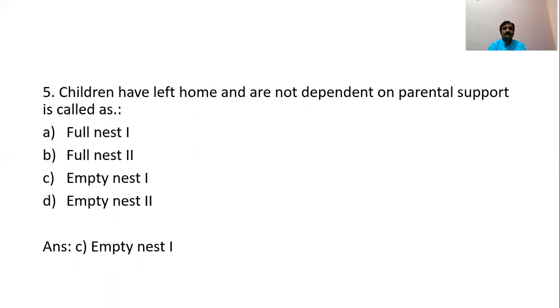And finally, we have: children have left home and are not dependent on parental support is called, as I discussed in the traditional family life cycle, there are various stages we come across: young singles, newly married, full nest one, full nest two, full nest three, empty nest one, empty nest two, and solitary survivor. So the question I asked is, children have left home and are not dependent on parental support is called empty nest one. In empty nest one, parents are still working, reduced expenses result in a great level of saving and highest discretionary income. Therefore, the answer is C, that is empty nest one.